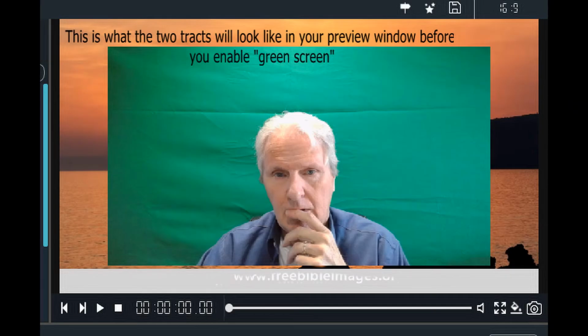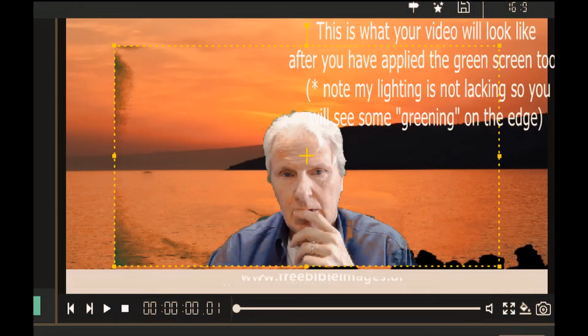After you've done that, this is what the two tracks together will look like in your preview window before you enable the green screen. After you've enabled your green screen, this is what the two combined will look like. Now, I do want to point out that my lighting isn't quite as good as it should be, and so I have that little green effect on your left, my right. But that can be taken out in large measure with the next screen.